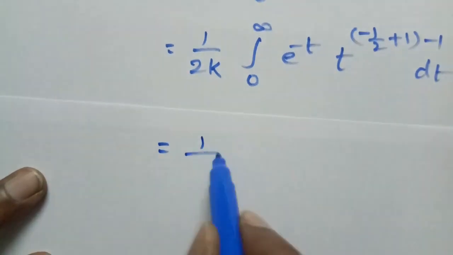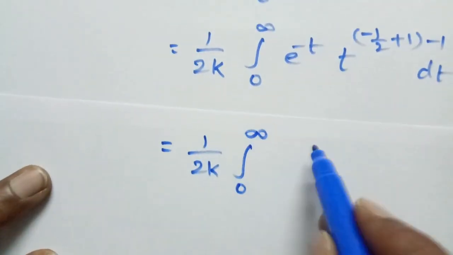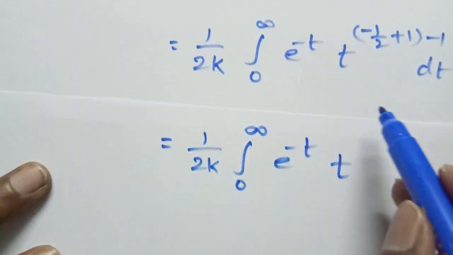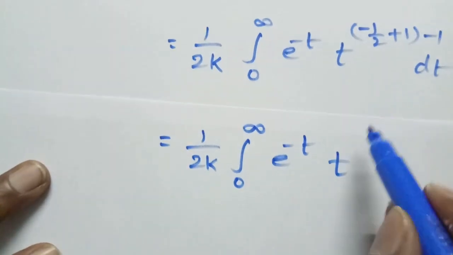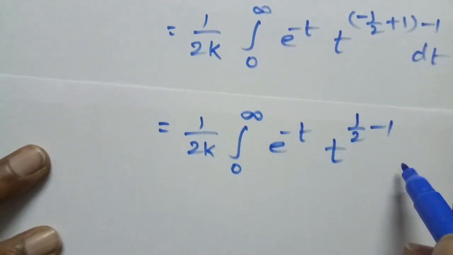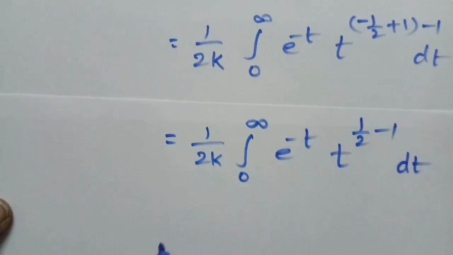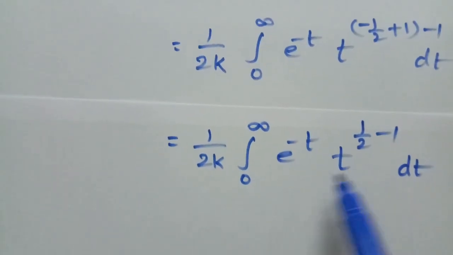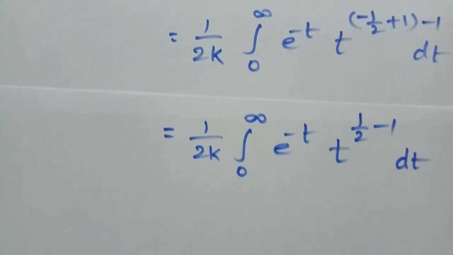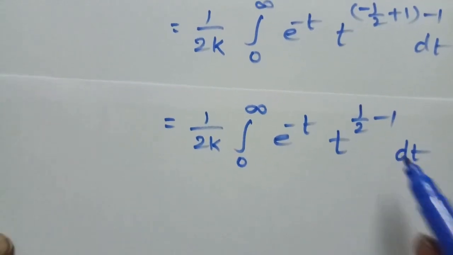This is equal to 1 by 2k integral 0 to infinity e power minus t into t to the power of minus 1 by 2 plus 1, that is 1 by 2 minus 1 into dt. So therefore, this is of the form e power minus t into t to the power of n minus 1. Therefore, this is a gamma half.